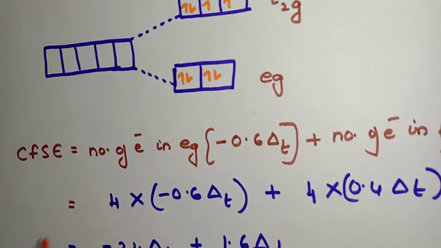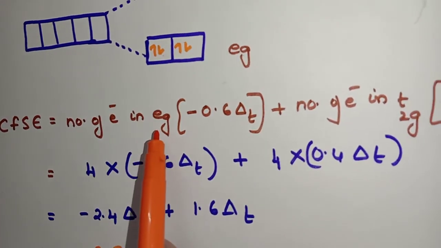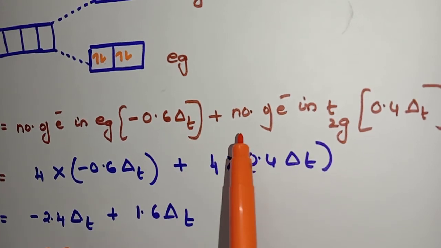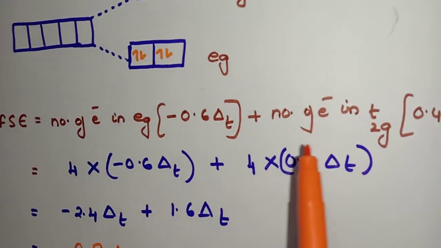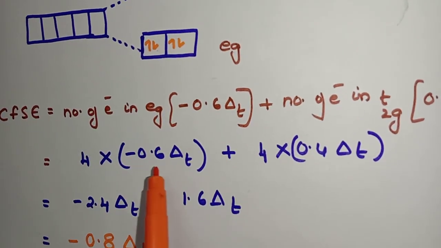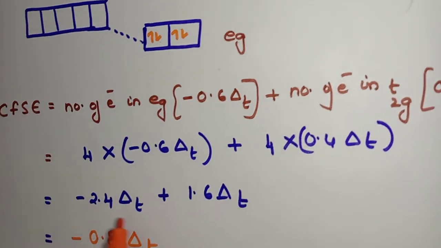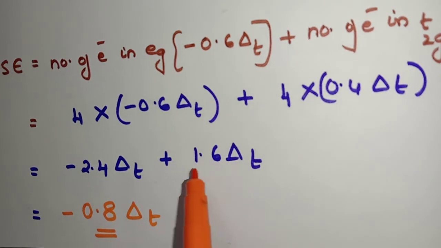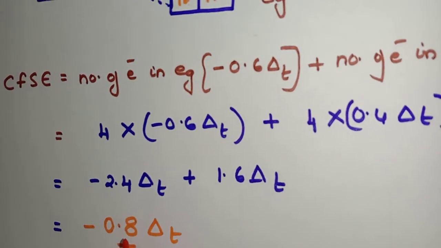We all know the formula. CFSE is equal to number of electrons in Eg orbitals into minus 0.6 delta T plus number of electrons in T2g into 0.4 delta T, which becomes equal to 4 into minus 0.6 delta T plus 4 into 0.4 delta T. So this is equal to minus 2.4 delta T plus 1.6, which is finally the answer, minus 0.8 delta T.